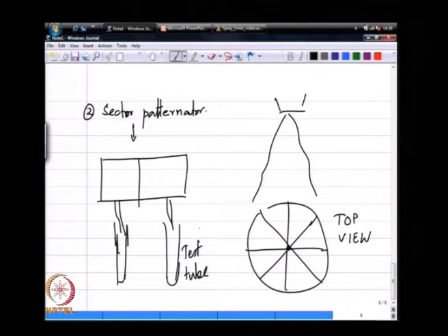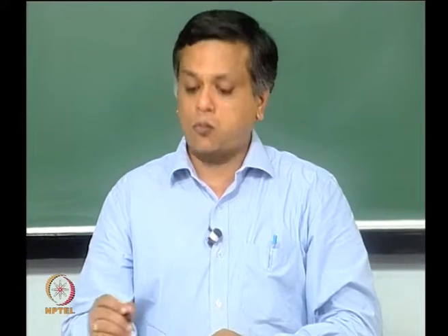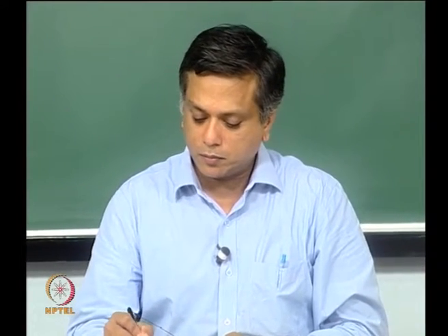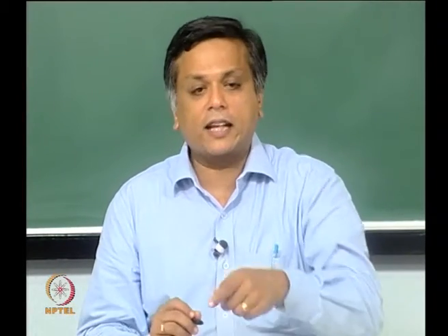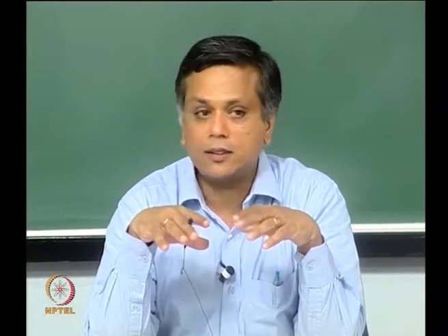So, I have 8 such test tubes for the 8 sectors, and if this is the cross sectional area of each sector and they are the same for all the 8 sectors, I can plot the volume flux in each sector. In a perfectly axisymmetric spray, I expect that all the 8 sectors catch the same volume.